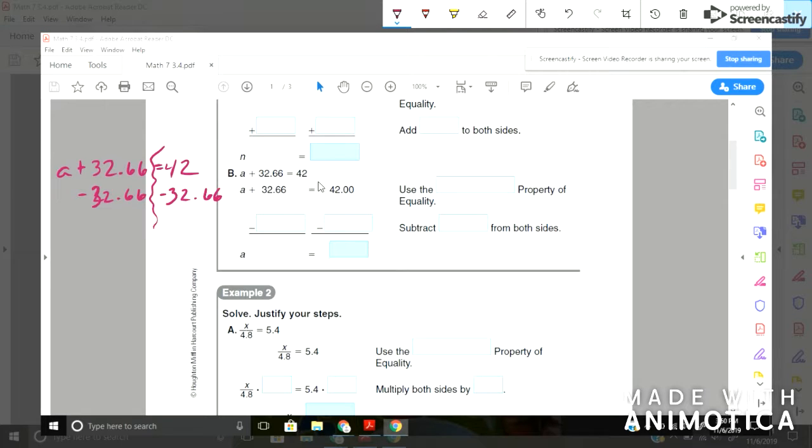Okay, adding that and subtracting it are opposites of each other, so they will cancel, and then we'll have our variable isolated. Okay, I'm using now the subtraction property of equality, and I'm subtracting 32.66 on both sides of my equation. Okay, kind of seems repetitive writing it that many times, but that's okay. And then we just need to subtract.